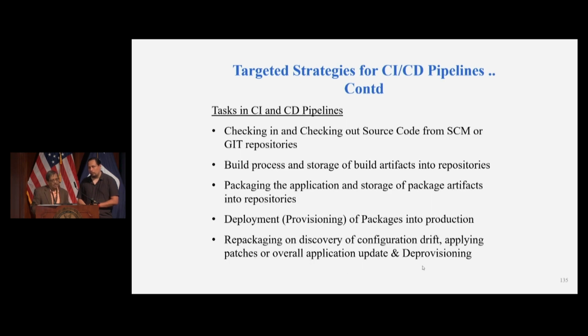So we need to analyze what are the actual operations that we do in CI/CD pipelines in order to secure the supply chains. Specifically, we find that in CI/CD pipelines, we do a bunch of operations of checking in and checking out source code from either SCMs or Git repositories. And then we do the build process and then the storage. And these store not only build artifacts, but also the package artifacts, the final things that are being delivered.